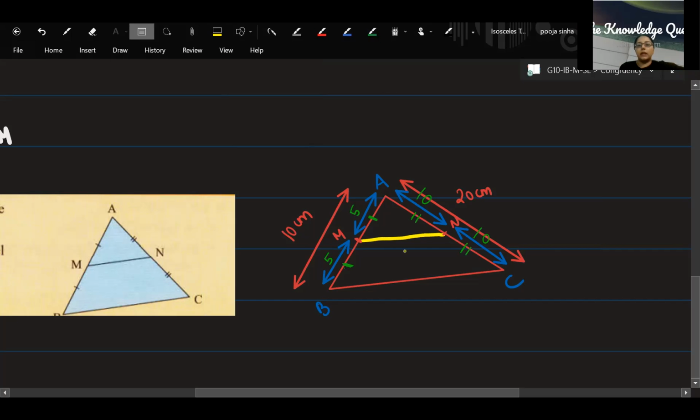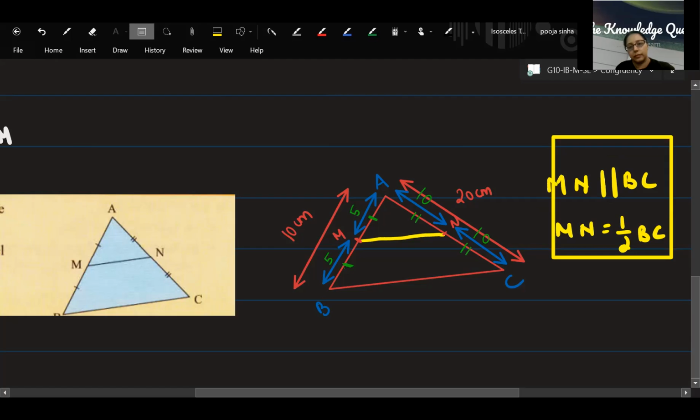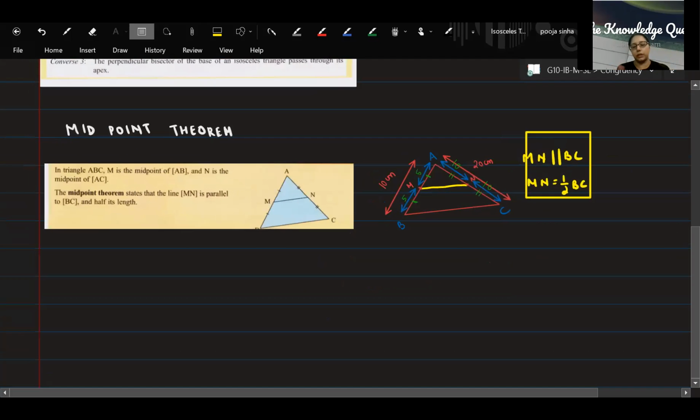Right? And we conclude that if M and N are two midpoints, and if we join those midpoints, then two things we will conclude: MN is parallel to BC and MN is equal to half of BC. This is the gist of the midpoint theorem. Please note it down, very important, because we are going to use it in many questions.